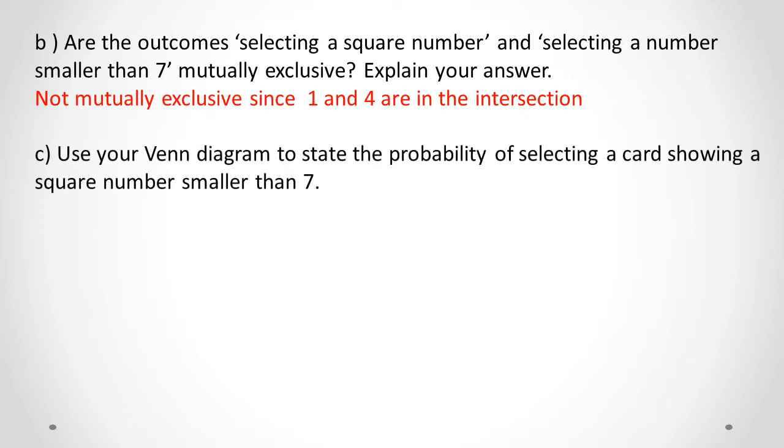Use your Venn diagram to state the probability of selecting a card showing a square number smaller than 7. Because we have two possible outcomes out of the 10 possible outcomes, which are from 1 to 10, we can say that the probability is 2 out of 10, and we need to simplify it, so it will be 1 out of 5.